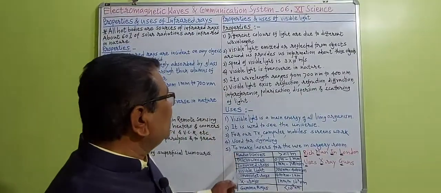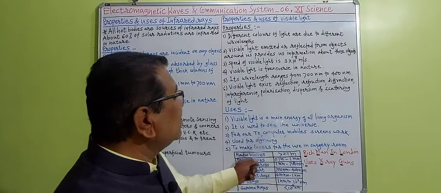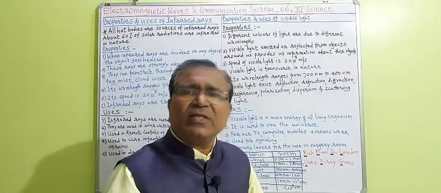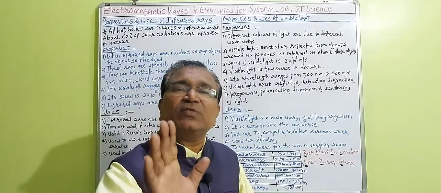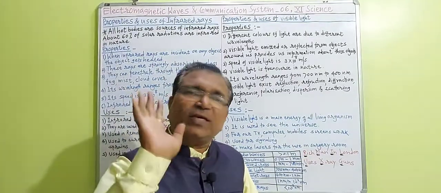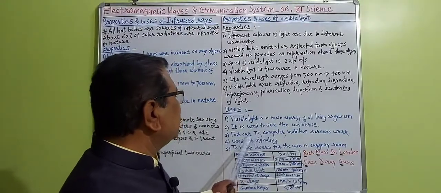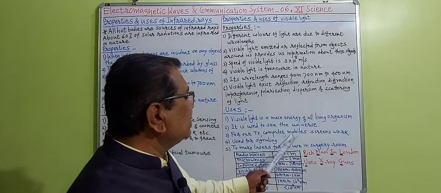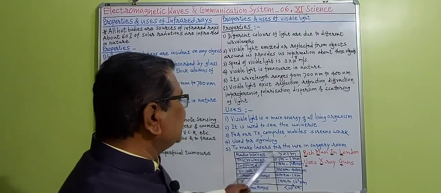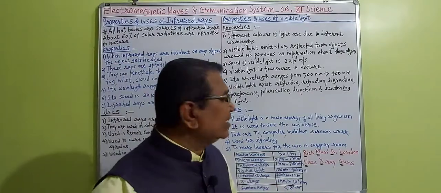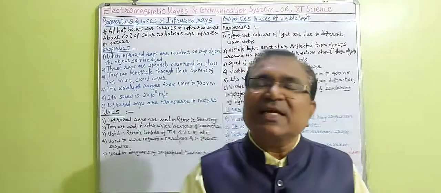And as far as the uses are concerned, I have chosen some uses. Visible light is the main energy of all living organisms. Of course, visible light is the main energy and main source of all living organisms. Number 2, it is used to see the universe, for our TV, computer, mobile screen work. Used for signaling, to make lasers for use in the surgery room. So these are some important uses regarding visible light.